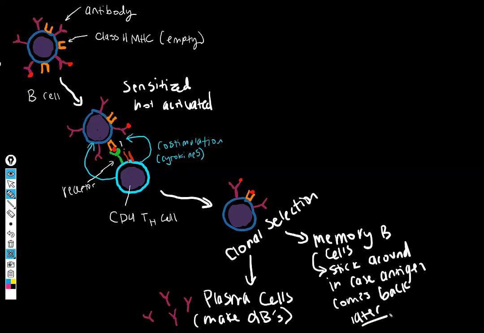So the question that was asked, which is a really good one, was, we know that memory B cells and plasma cells result from clonal selection of an activated and sensitized B cell. And then if this is a first infection, what we would see is a coordinated effort by the immune system to get rid of the infection.